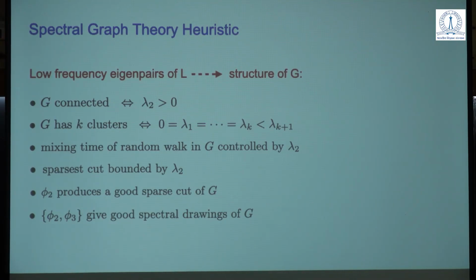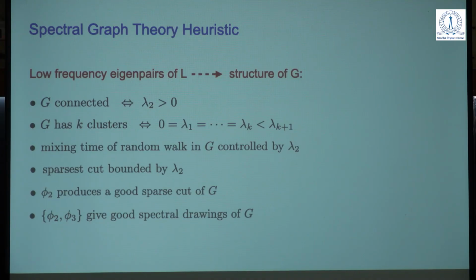Okay, so what did we learn on day one, right? We saw spectral graph theory on day one. We learned that the low frequency eigenpairs of the Laplacian control the global structure of the graph. For example, G is connected if and only if lambda 2 is positive. G has K clusters if and only if the first K eigenvalues are 0. So it's the low ones that are actually controlling global structure, right? The connectivity, the number of clusters.